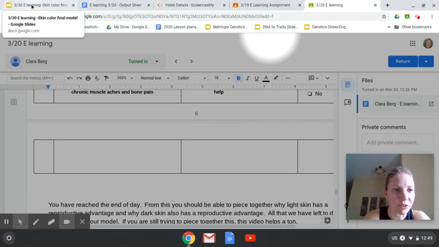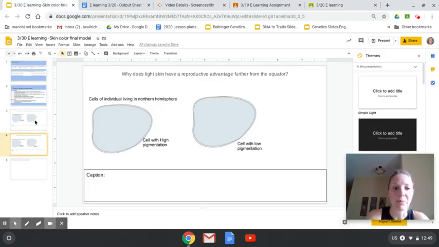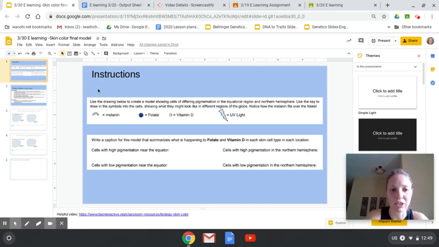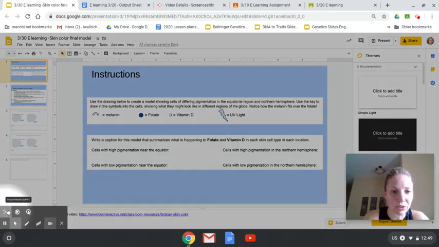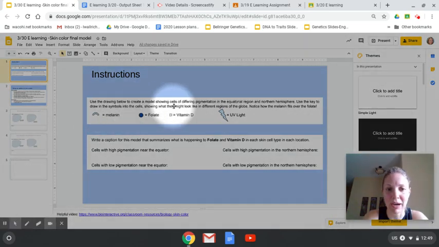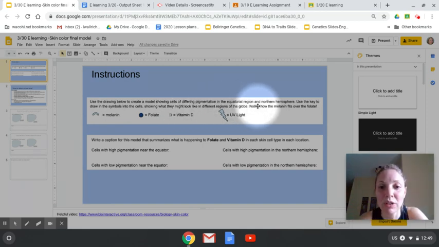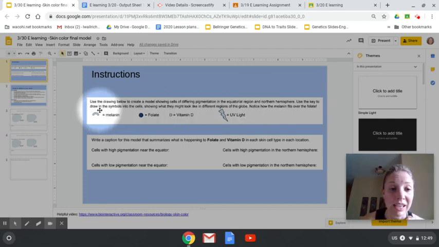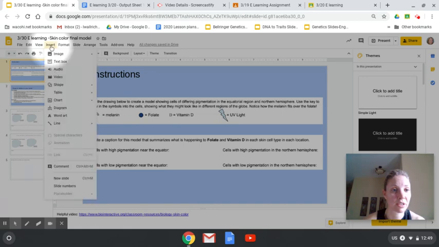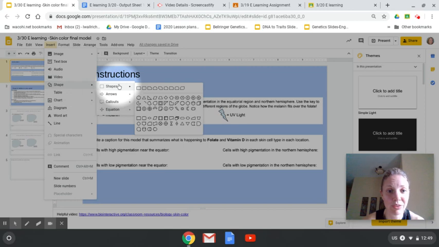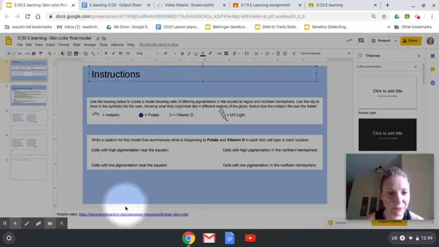Now what you're ready to do is piece together your model. Okay, and here are your instructions. It tells you that you're going to use the drawings to create a model showing cells of different pigmentation, and the equatorial regions and the northern hemisphere, and use a key to draw symbols. If you don't like the symbols that I've done, feel free to make your own using insert shapes. You can use any of these shapes that you want to use. Just give me a key on each slide.